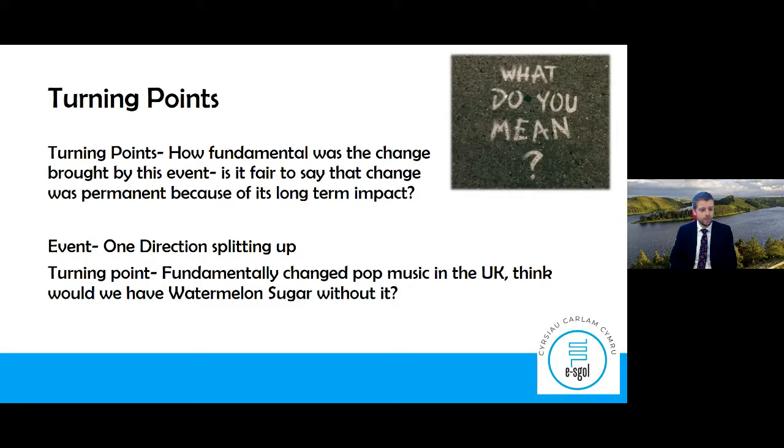Another key concept is turning points. So in terms of turning points, we're asking how fundamental was the change brought by this event? And is it fair to say that change was permanent because of its long-term impact? Now, one I'm sure you're all hot on, right? Event: One Direction splitting up.